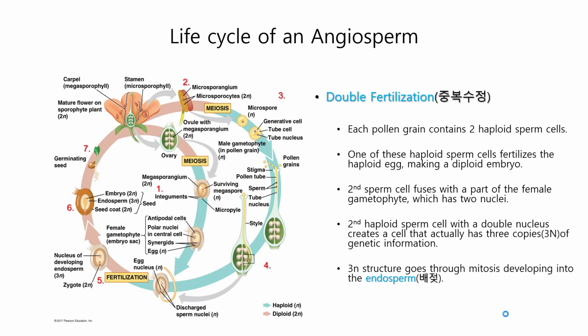So let's have a look at the different stages of the life cycle of an angiosperm. In number 1, in the megasporangium of each ovule, a megasporocyte divides by meiosis, producing 4 megaspores. One survives and gives rise to a female gametophyte.